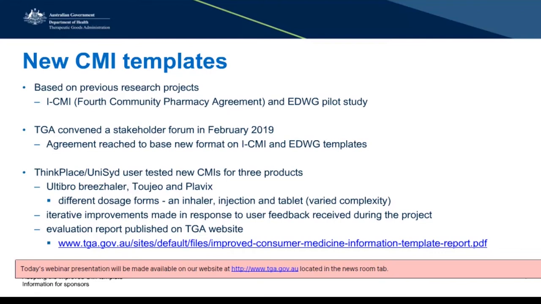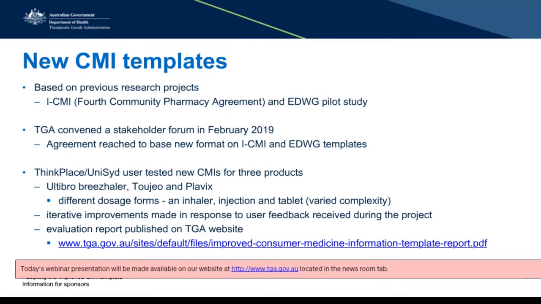So the TGA convened a stakeholder forum in February. A lot of the major stakeholders that we could identify were invited to that, and there was a very strong, robust, I would say, discussion about this topic. One of the decisions or agreements coming out of that stakeholder forum was an agreement to develop a new format, a new template, and to base it on the templates that had been developed as part of ICMI and that EdWig pilot study. So we had a place to start, and it was agreed that the new template developed out of that process would then be taken to user testing.